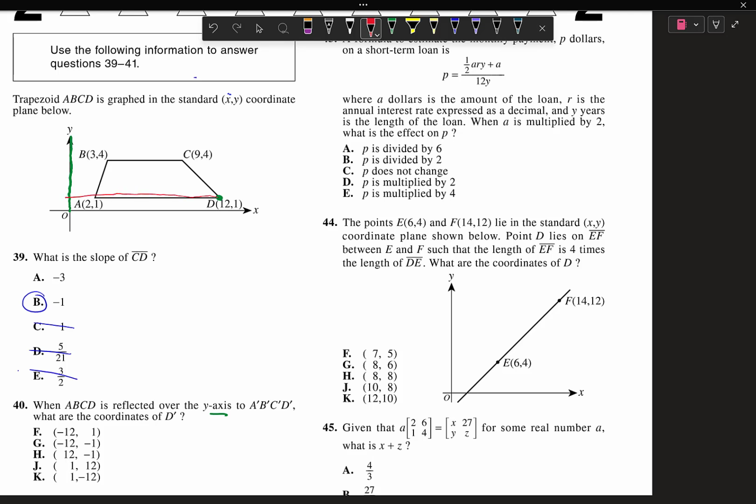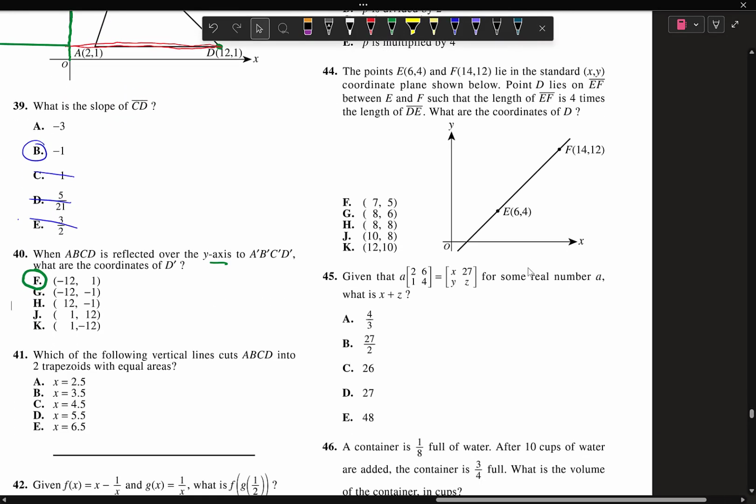Well, that's 12 units away. We know that because the x-coordinate is 12. So that means the reflection, we don't have enough space here, but the reflection is going to be 12 units in the other direction. The y-coordinate never changes, so it should be negative 12, positive 1 for number 40.